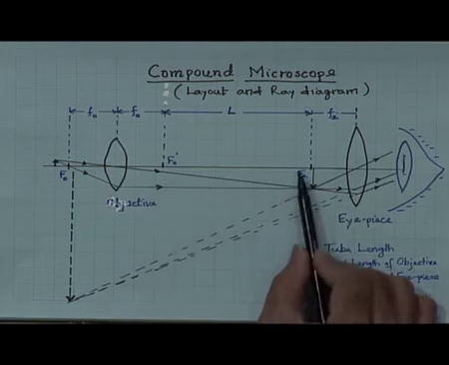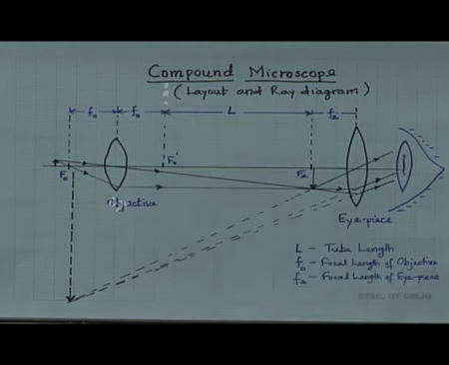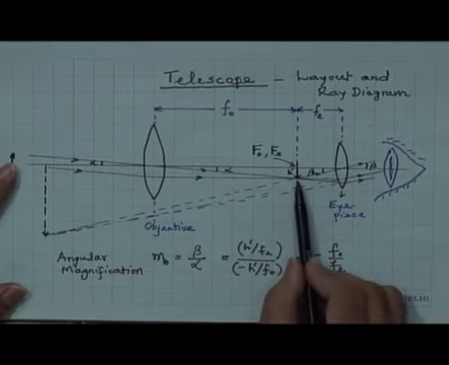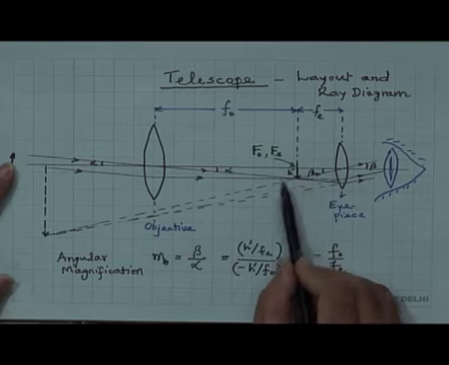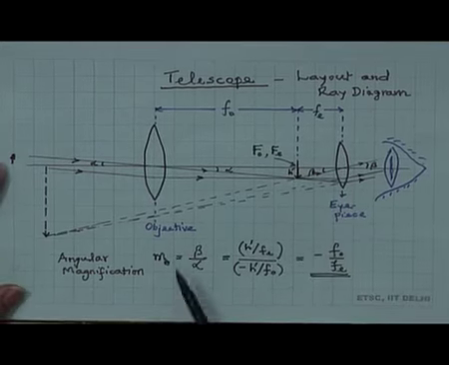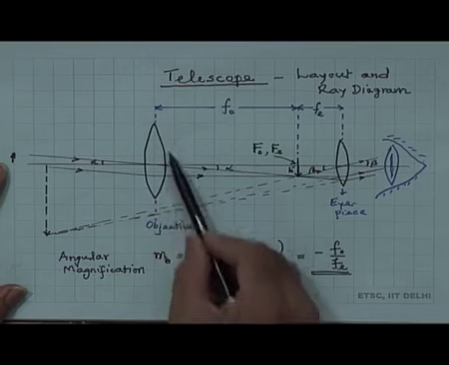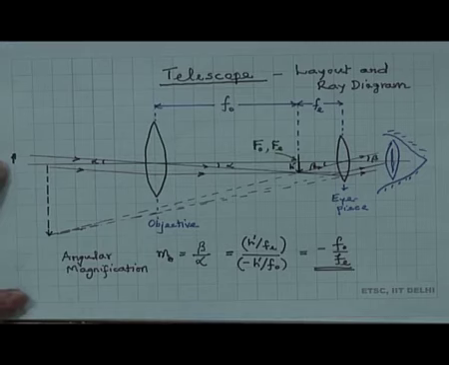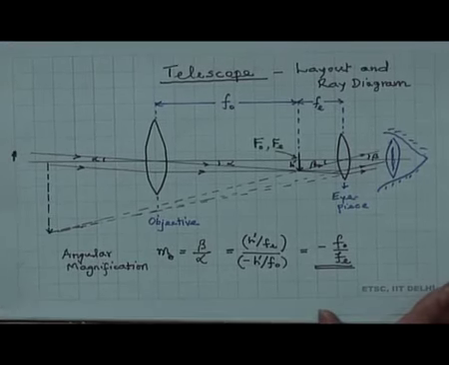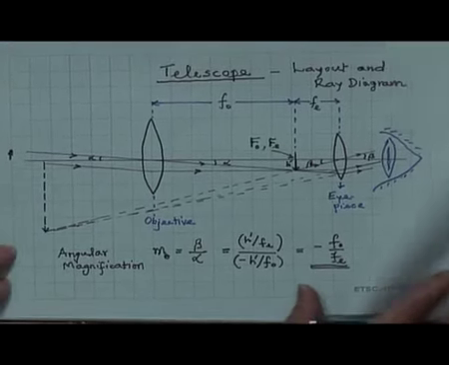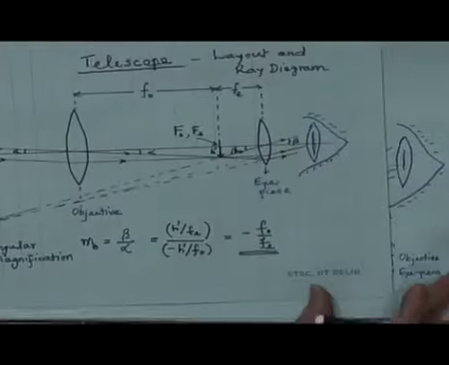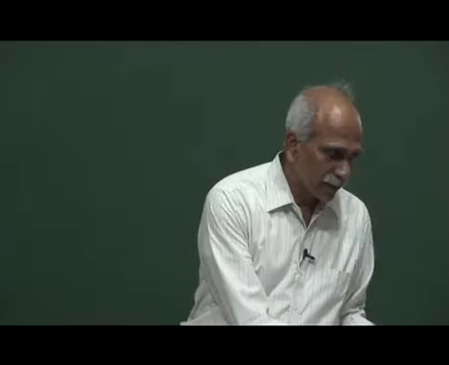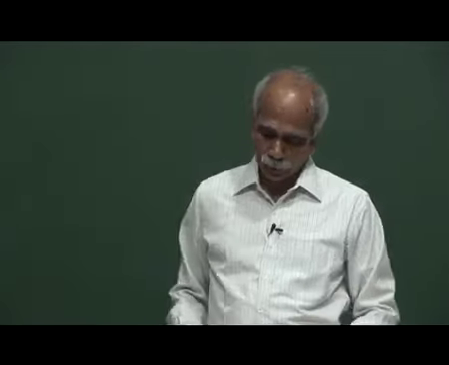The points are well separated and the separation is called the tube length, whereas in the case of a telescope f o and f e coincide, first difference between the two, and the lens here has a large focal length if you want to get a larger magnification. Magnification is just one of the issues. In the case of a telescope, magnification is just one of the issues. There are several other important issues.